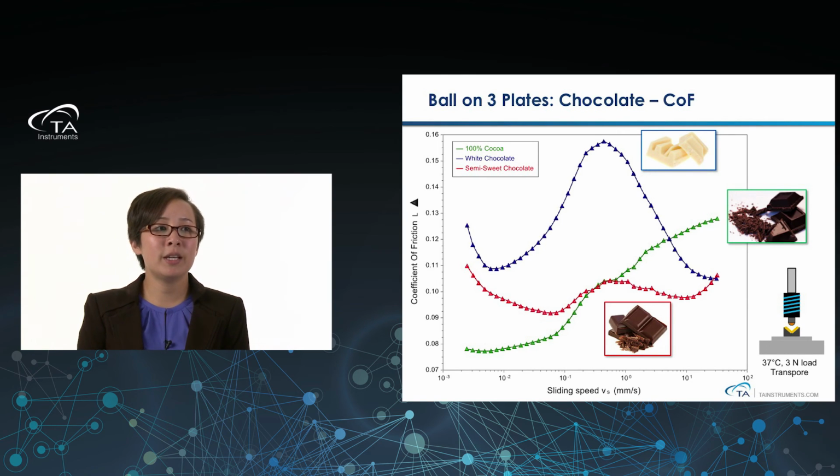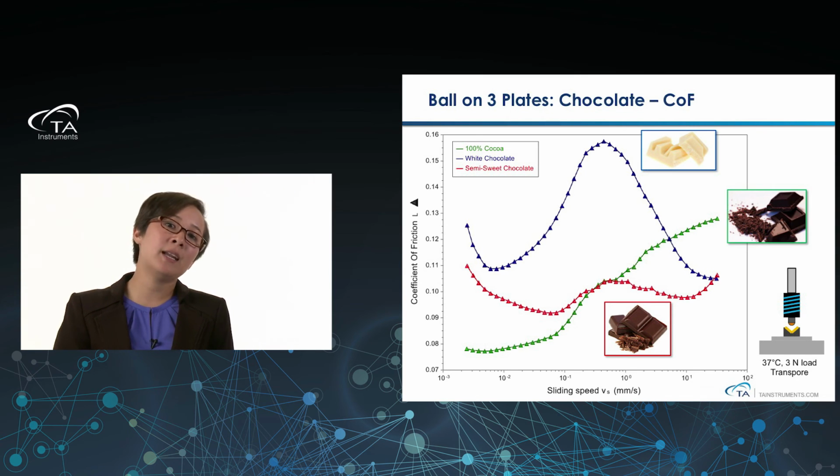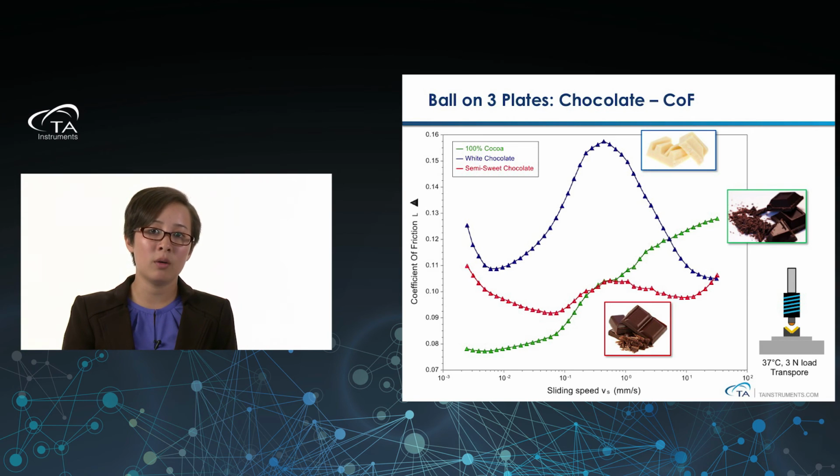That's exactly what we did here. You have the coefficient of friction on the y-axis and sliding speed on the x. We have the white chocolate in blue, the 100% cocoa in green, and the semi-sweet chocolate in red. As you can see here, they have very different behaviors as far as tribology is concerned. So one could say that tribology could be used to get an idea and relate this to sensory panel results, and try to understand what these will feel like in a sensory panel, or to quantify the coefficient of friction and mouthfeel.